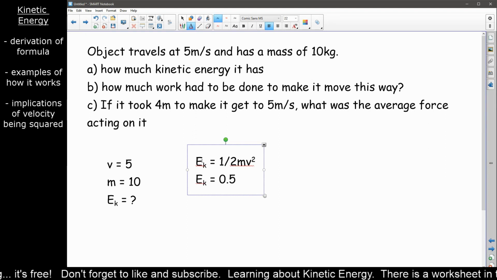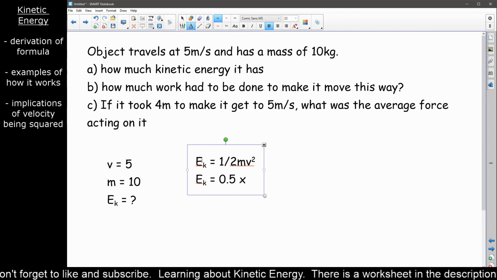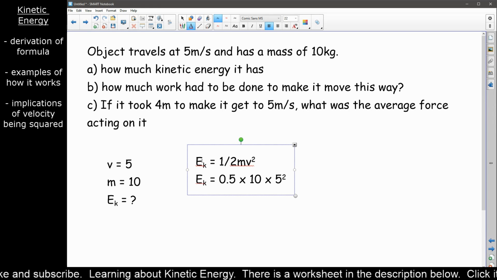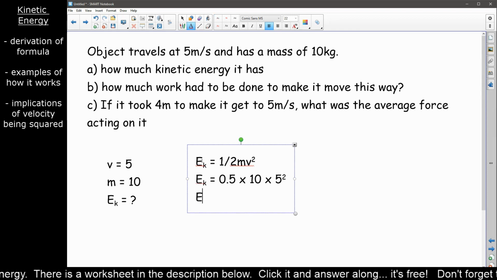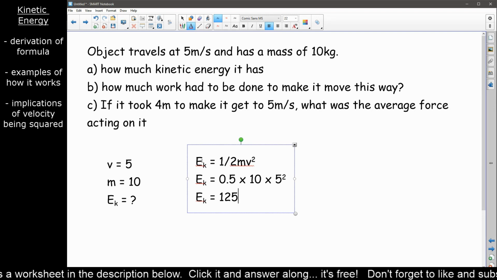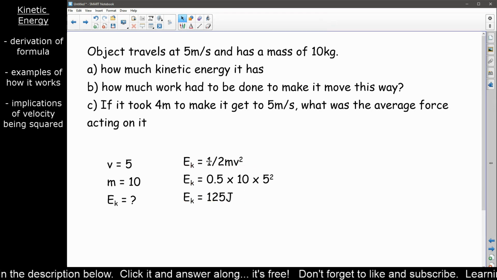So EK equals, instead of a half, we'll write 0.5, just keep it mathematically neat, multiplied by the mass, which is 10, multiplied by 5 squared. Now notice it's just the 5 that gets squared here. It's not the whole thing, it's just the speed that gets squared. We grab our calculators, pop it all in, and we get that the kinetic energy, EK, is equal to 125 joules. Alright, simple as that.